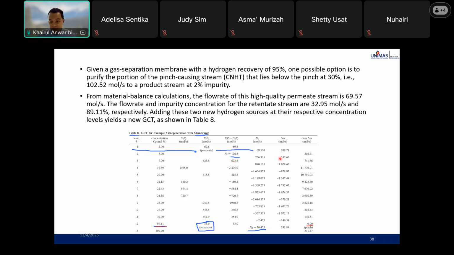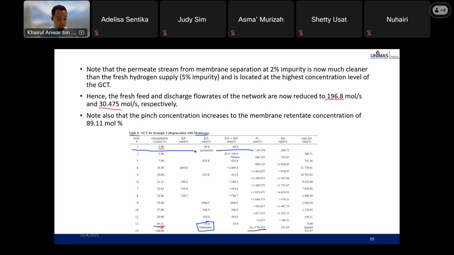So for this table, the pinch occurs at the lowest level. So meaning all of the other source streams are actually above the pinch. Yeah, above the pinch. Note that the permeate stream from the membrane separation, 2% impurity, is now much cleaner than the fresh hydrogen supply and is located at the highest purity level of the GCT. Hence, the fresh feed and discharge product of the network is now 196.8.